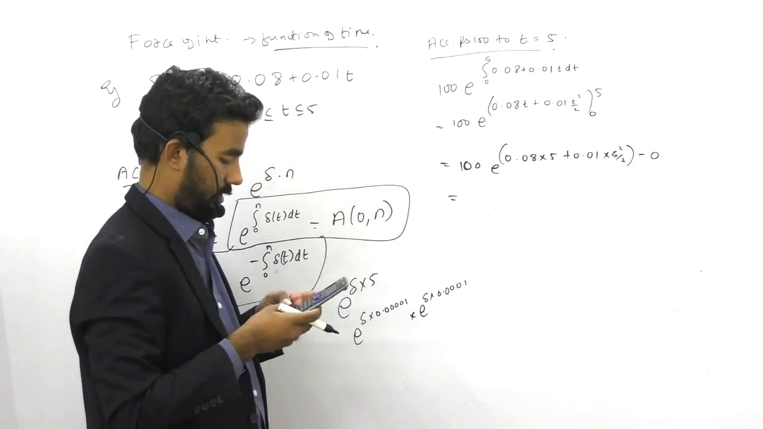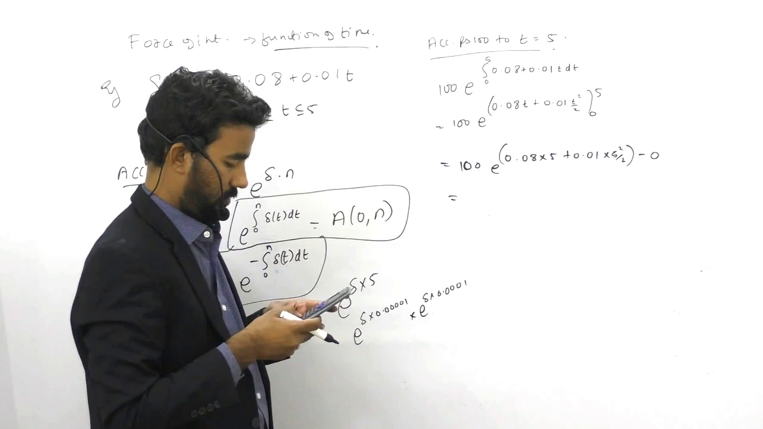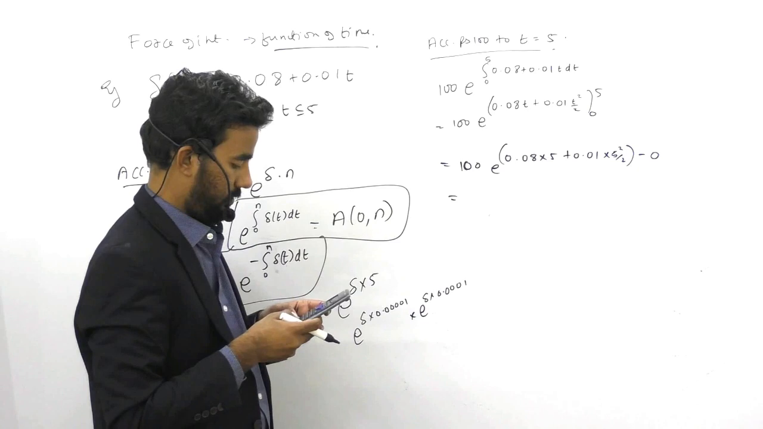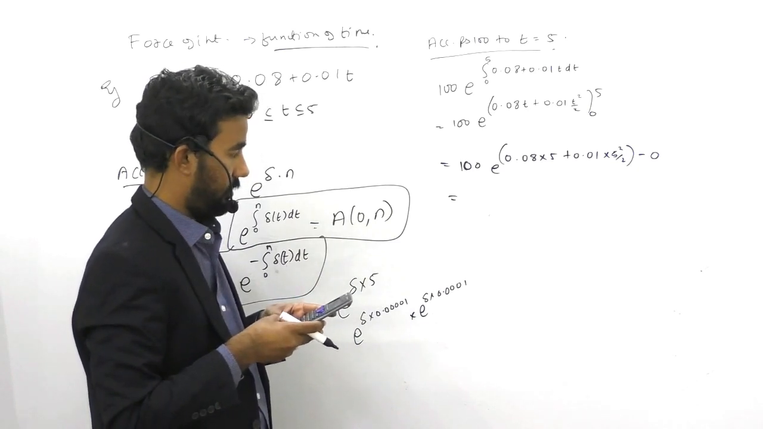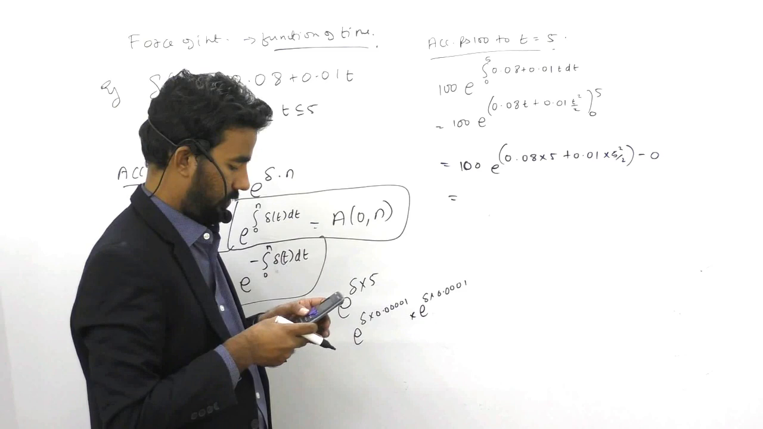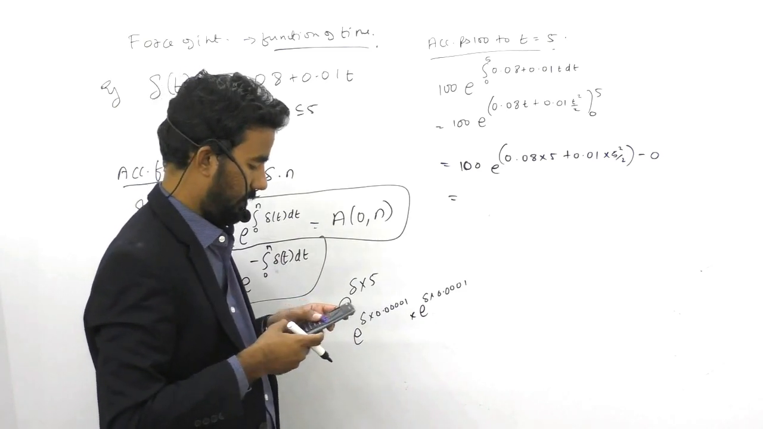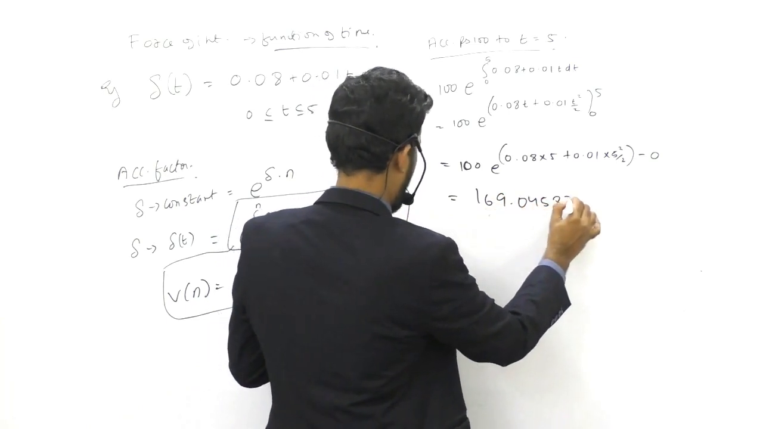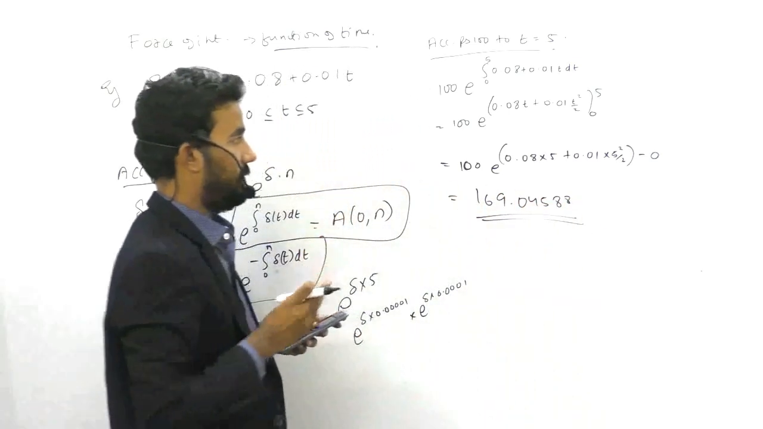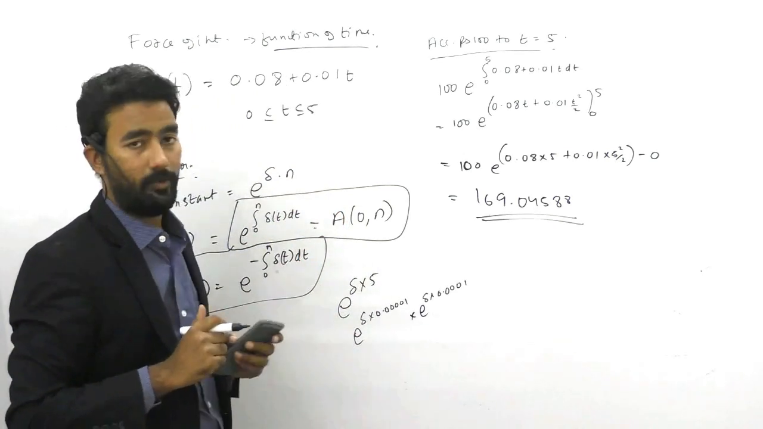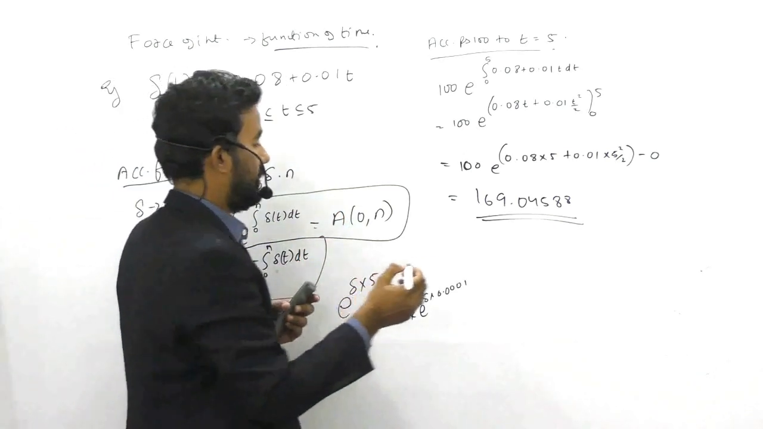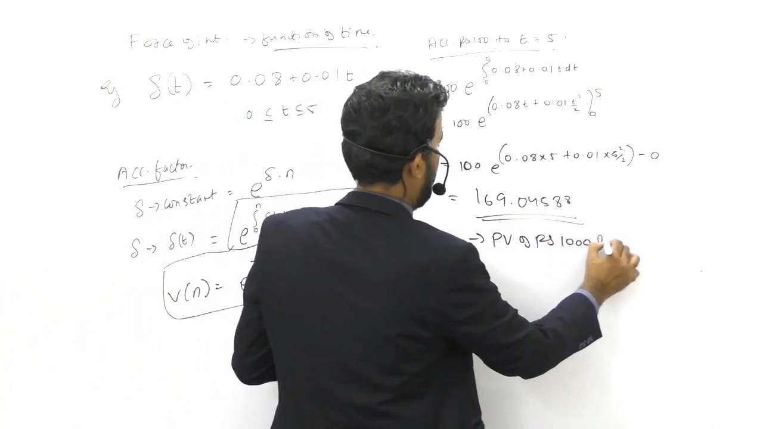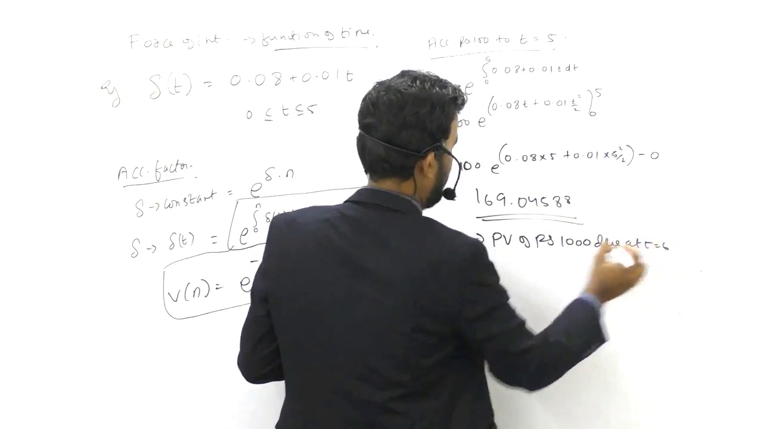So 100 into e raised to 0.08 into 5 plus 0.01 into 5 square by 2, and the answer is 169.04588. So here I assumed the investment was made at time 0 and I want to accumulate this to time 5. Let's say I want to find the present value of rupees 1000 due at time 6.